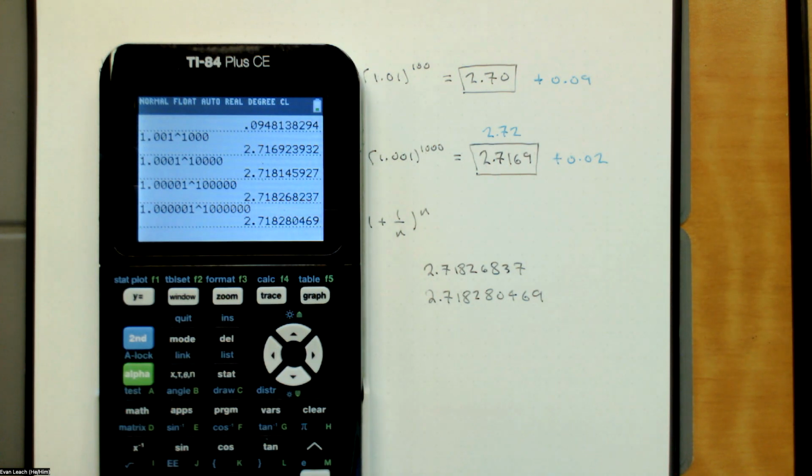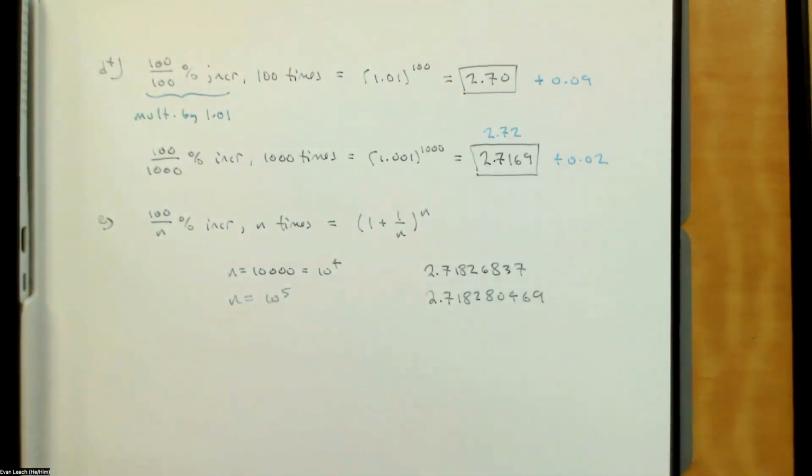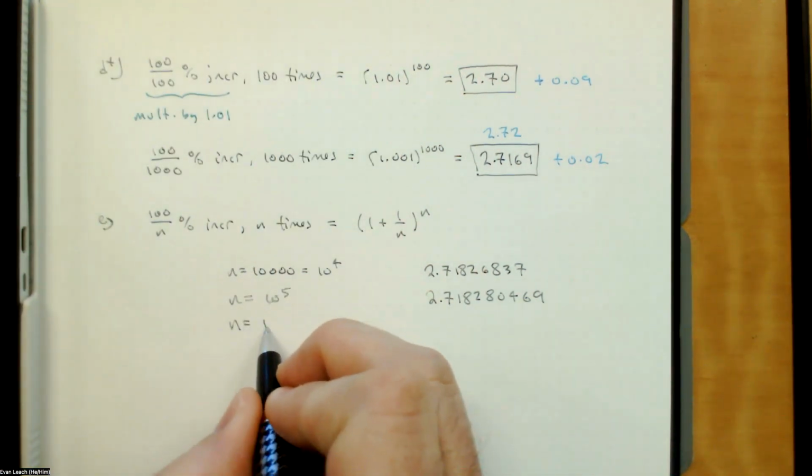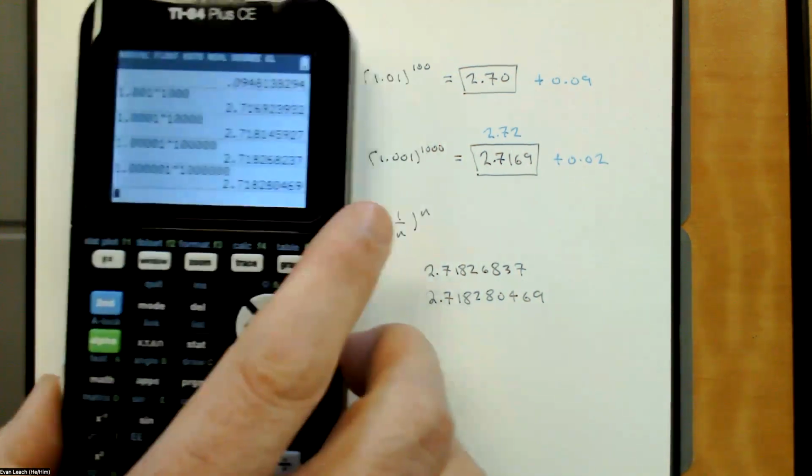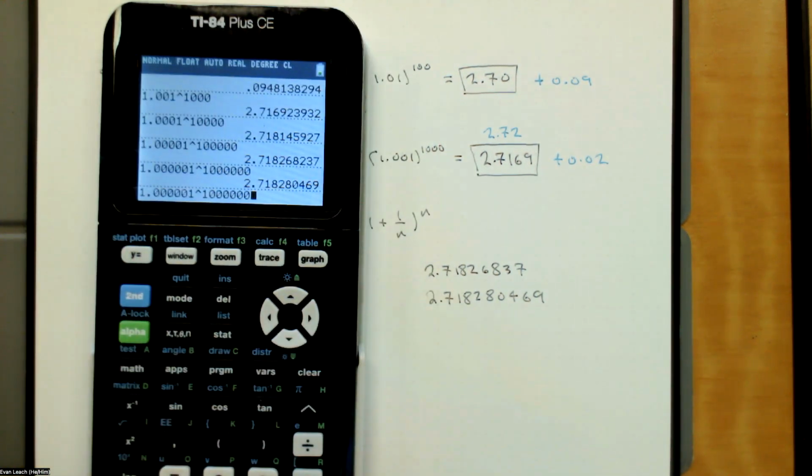As we increase by factors of 10, we still see some increase, but it looks like it's leveling off. More digits are locking into place. Now we'll jump up to 1 million. So we'd say 1 million.